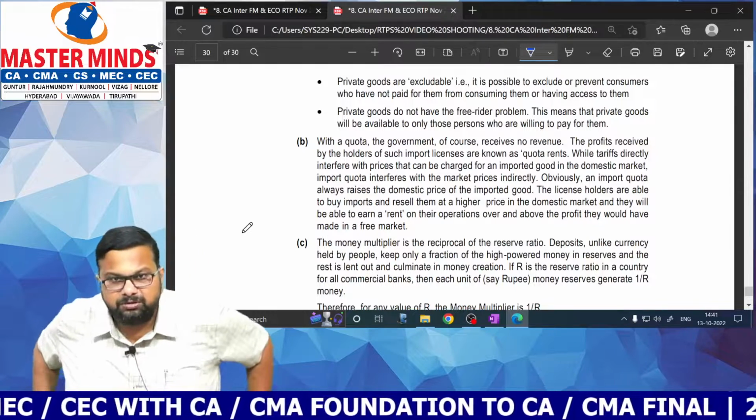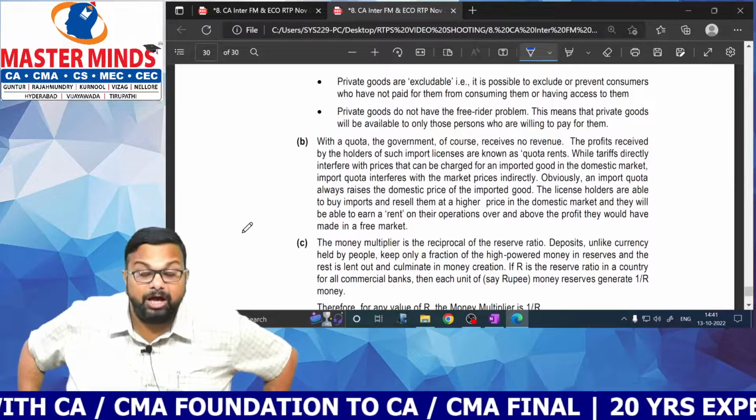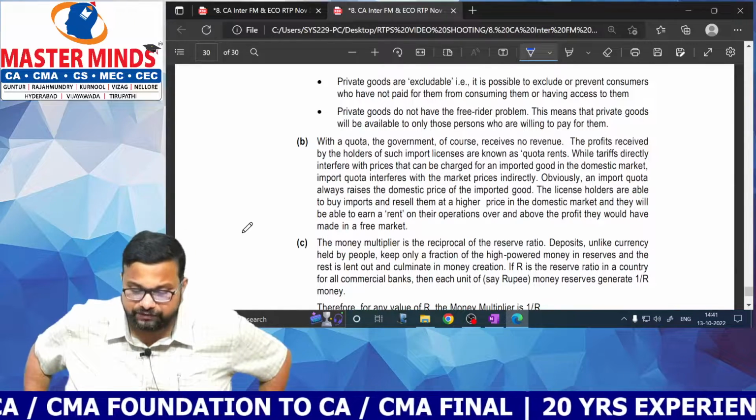Next, what are the features of private good? They are rival and they are excludable. Okay, they are rival and they don't have any sort of free rider problems. So all these features that we need to write.